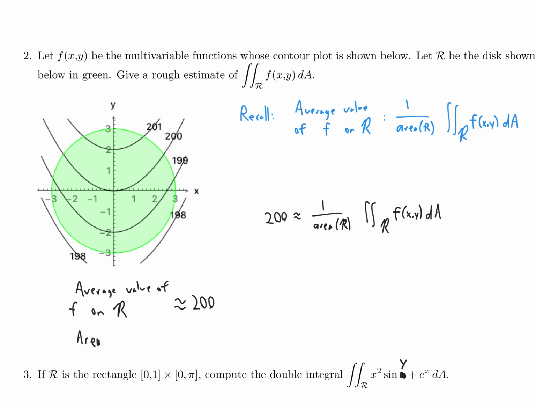Now, since this is just a disk, the area is easy to calculate. I can see that the area is equal to pi r squared, so pi times 3 squared. And then I can just go ahead and solve for the double integral.